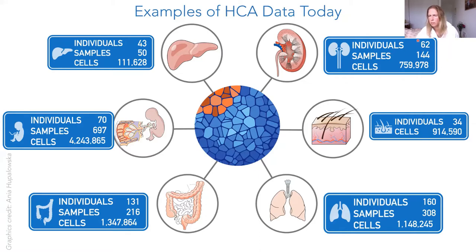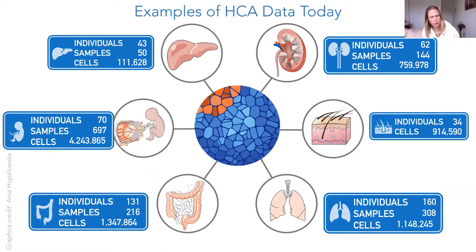And we have that for many dozens of individuals and over 100 samples. For the skin, close to 1 million cells. For the lung, over 1 million cells from different parts of the airways. For the gut, over 1 million cells. These are taking together data from many groups around the world and putting it together.